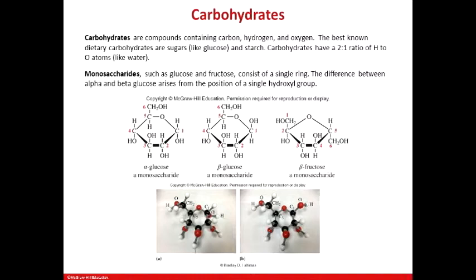In other words, if you take a look at the structure here of the first ring structure and the second, where it says glucose and glucose, this is alpha. Note the C1 position. It tells you whether it's alpha or beta. If the OH is down, then it's alpha. If the OH is up, then it's beta.